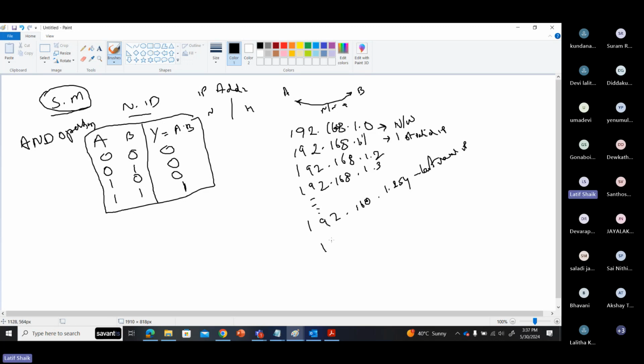Okay. So 192.168.1.255. See, from the start, I started from here and went up to here. If you see, the network portion has not changed. None of the octets of the network portion has changed. So this is the last one, and it is called the broadcast ID. Okay. This is the network ID and this is the broadcast ID.